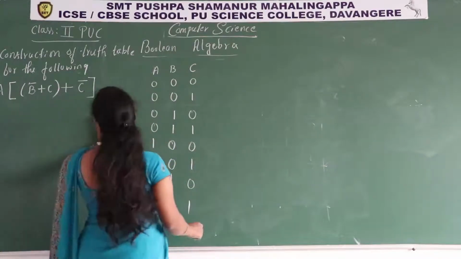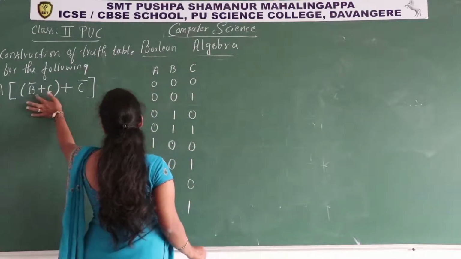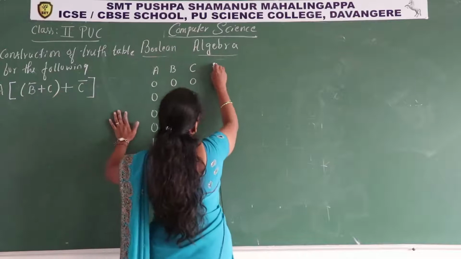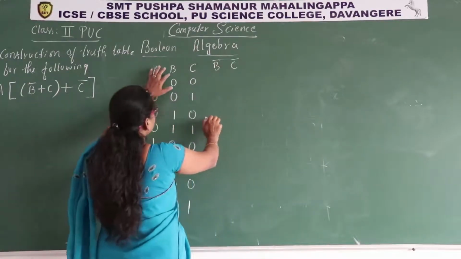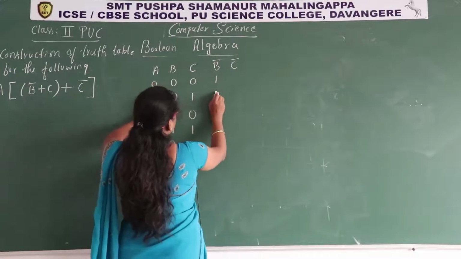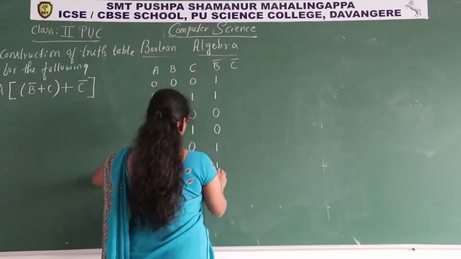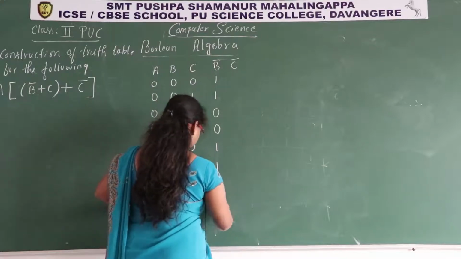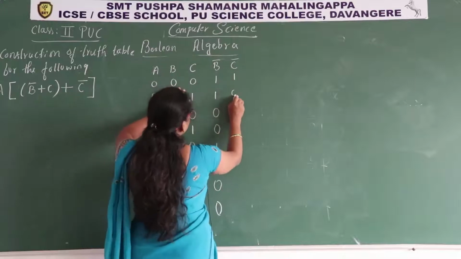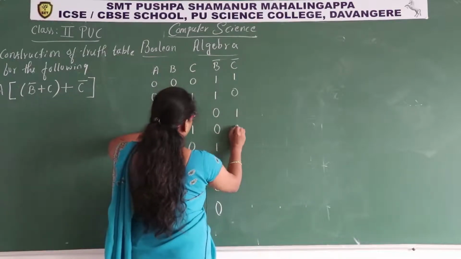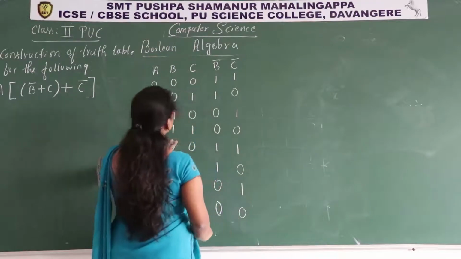Now, sub expressions. B bar is there, C bar is there. So B bar, C bar. B bar means you have to apply the complement rule for this column. 1 1 0 0 1 1 0 0. Next, C bar 1 0 1 0 1 0 1 0.